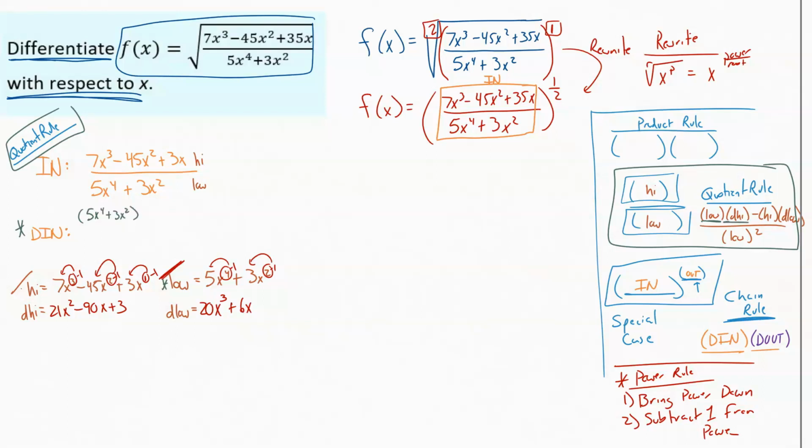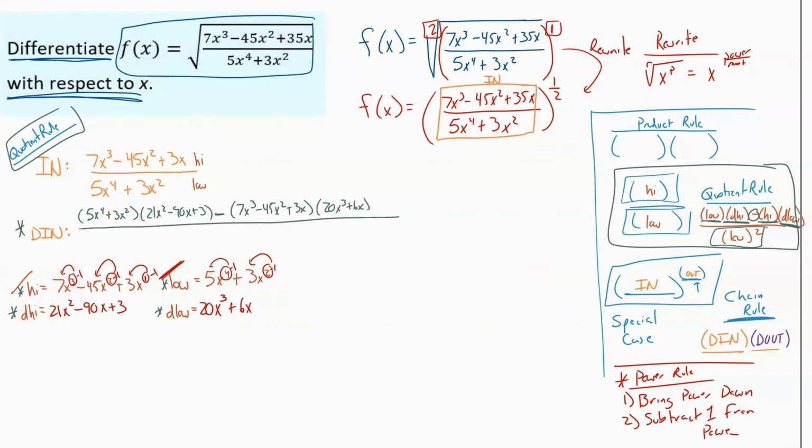Then it wants me to multiply that by the d high, the derivative of the high. So I go grab that chunk. 21x squared minus 90x plus 3. And then minus, so put the minus in there, and it says go grab the high piece. So now I go grab that high piece. So 7x cubed minus 45x squared plus 3x. Multiply that by the d low, the derivative of the low. So 20x cubed plus 6x. And then all of that is over the low squared.